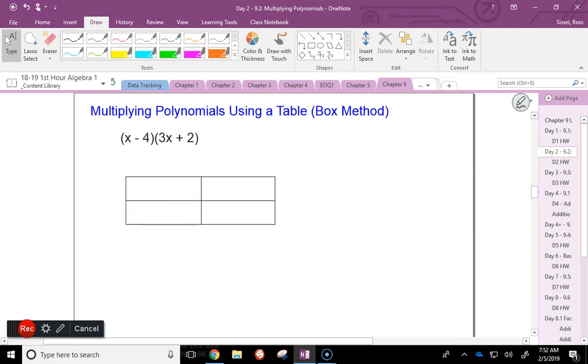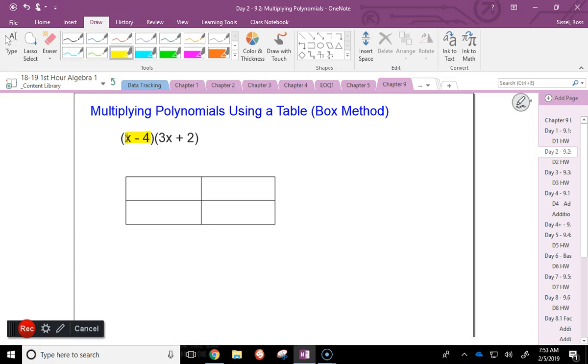Multiplying polynomials using a table. This is also on your folder. So this is the next one. This is what they call the box method. And it's pretty simple to set up. This method isn't bad if you have trouble keeping things straight. It does require a couple extra steps.